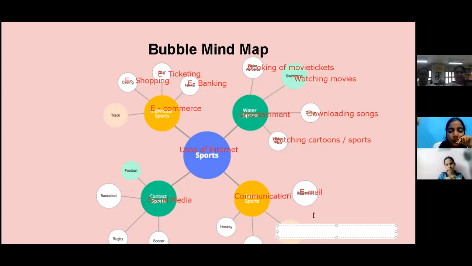So I hope you have understood how it goes and how it works. So this is a bubble mind map on the uses of the internet. I've shown you both the circle mind map and the bubble mind map. Now, bubble mind map you can use if you want to go into depth on uses of the internet, like e-commerce. Otherwise, in the circle map, you'll have to put too many circles.